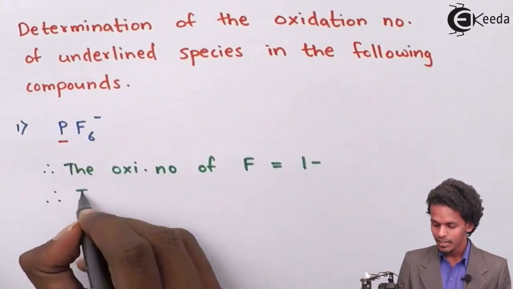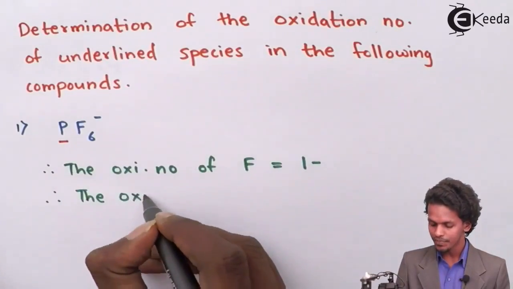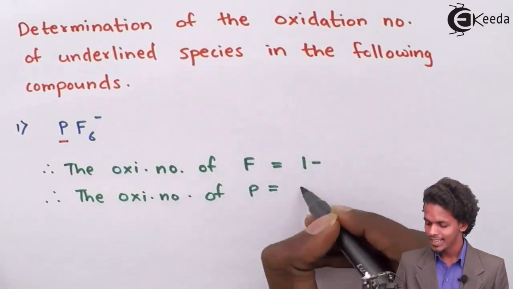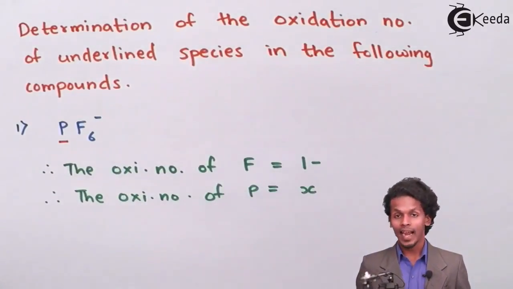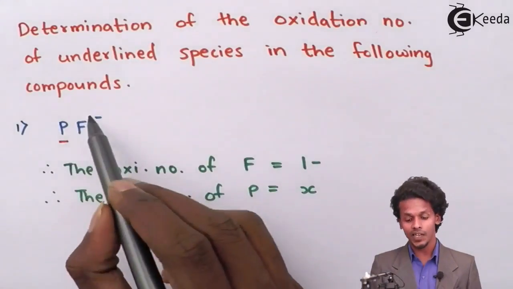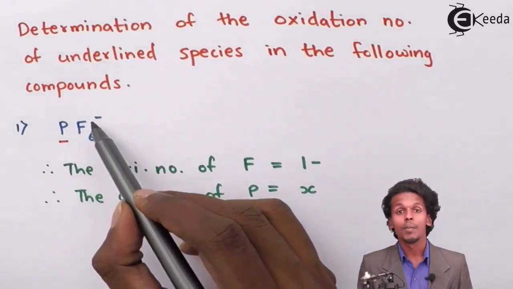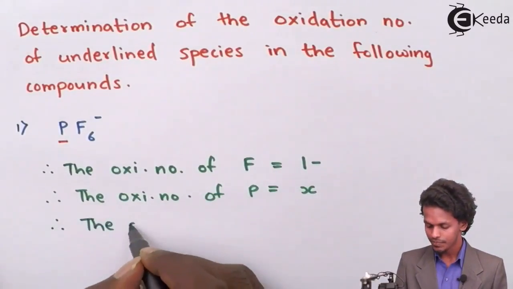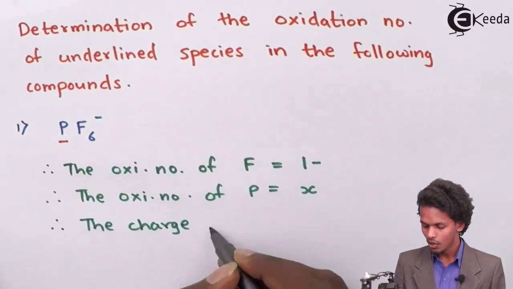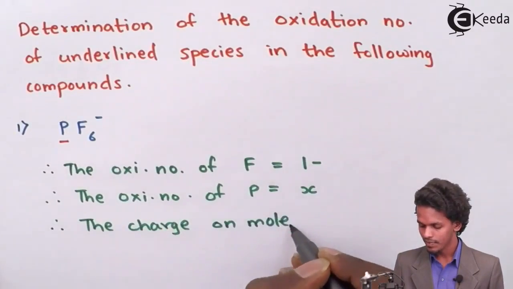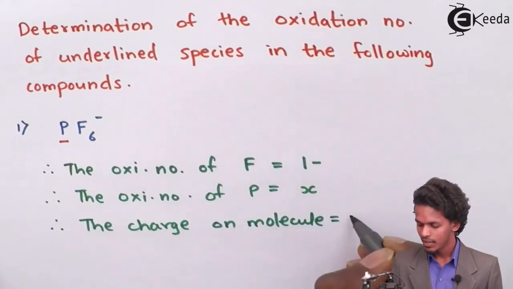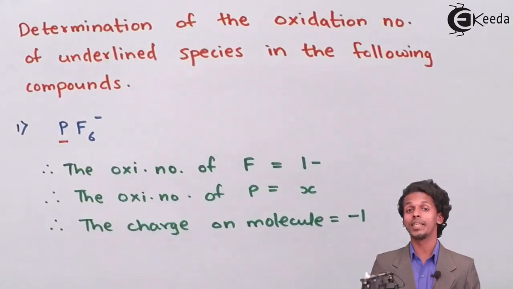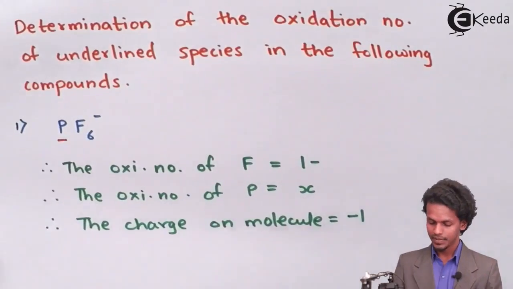So let me assume that the oxidation number of phosphorus is X, and we also know that the charge present on this molecule is -1. So therefore, the charge on the molecule is -1. So by the help of this, we could calculate what would be the oxidation number of phosphorus.